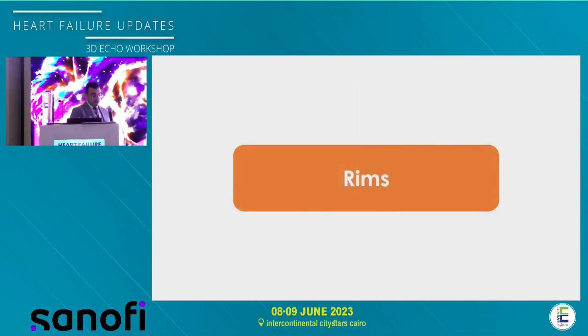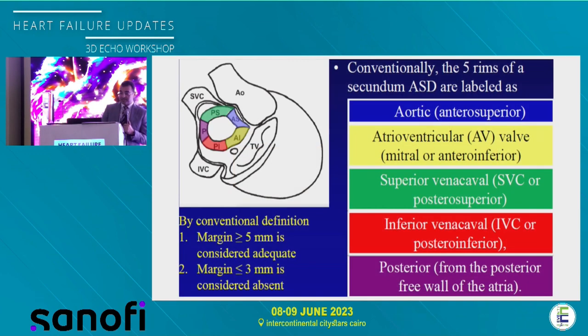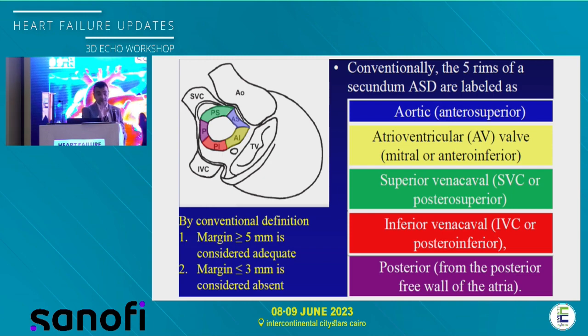So now you have measured your size. What about the rims? You have 5 rims that we are concerned about: the aortic, which is the least important, the atrioventricular, or the AV valve, or the mitral rim, the superior vena cava rim, the inferior vena cava rim, and the posterior rim. A safe margin is 5 millimeters or more. If you have less than 3 millimeters, you have danger. And all of this applies to all the rims except the aortic rim.